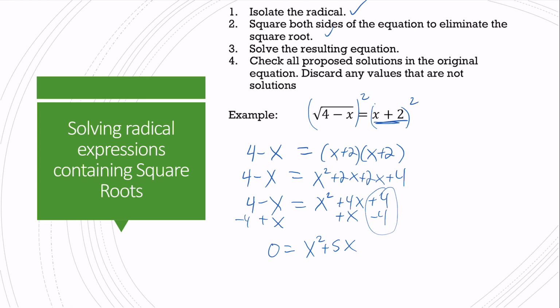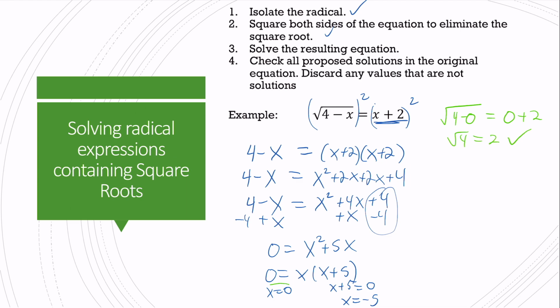So I have 0 is x times x plus 5. I set both of these equal to 0. So I have x is -5 and x is 0. I now need to check both of these in my equation. The square root of 4 minus 0 is 0 plus 2. The square root of 4 is 2. That works. So x is 0 is one of my solutions.